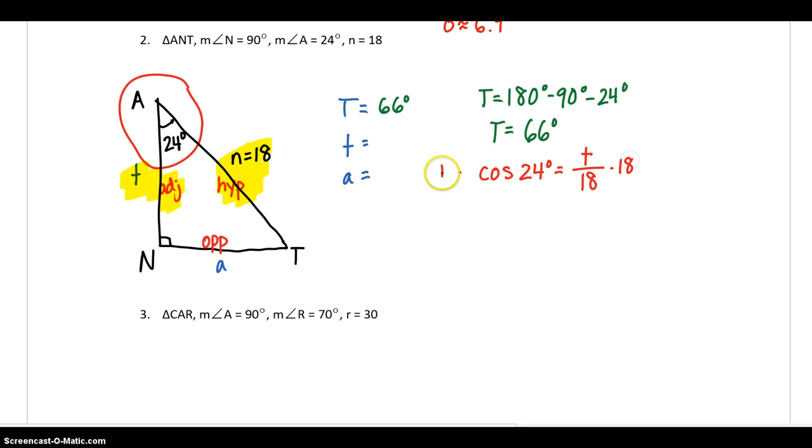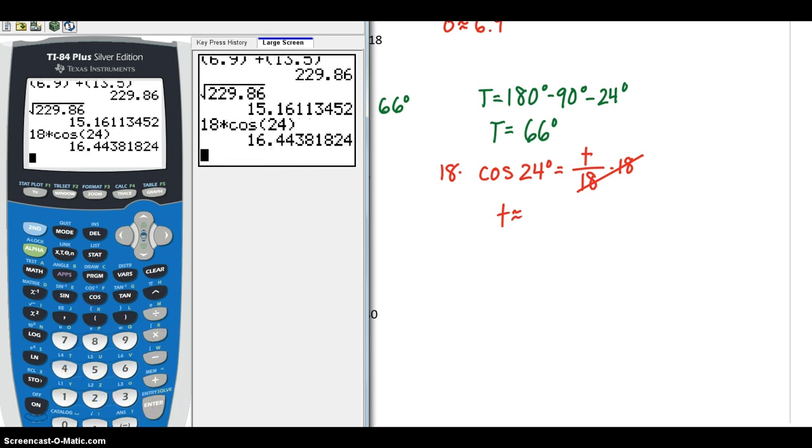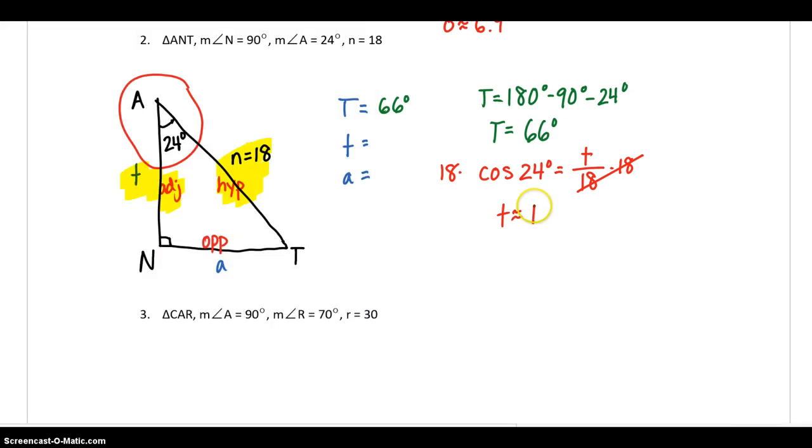Alright, multiply both sides by 18 to get rid of it. And then we can type that right into our calculator: 18 times cosine 24. 16.4, so there is side T.